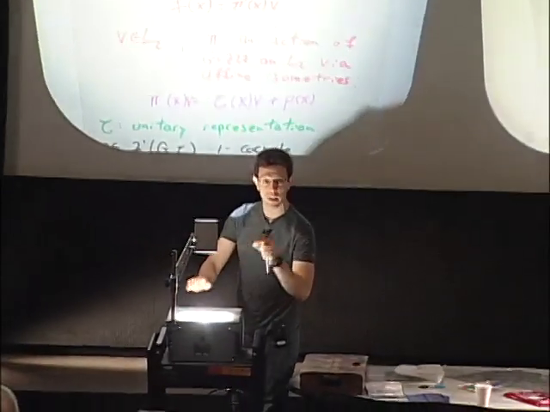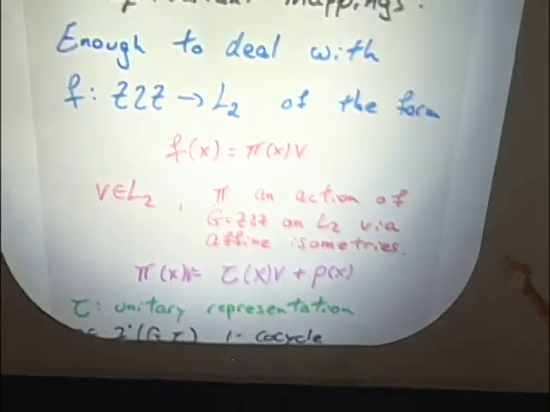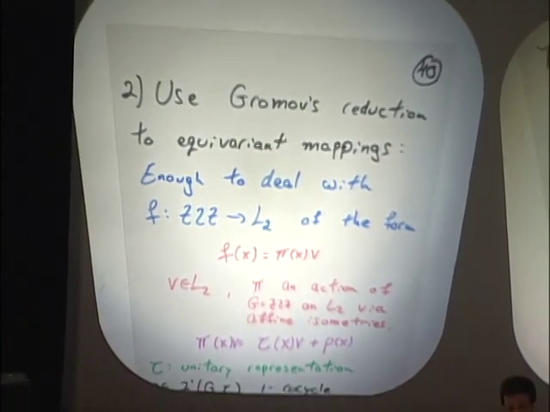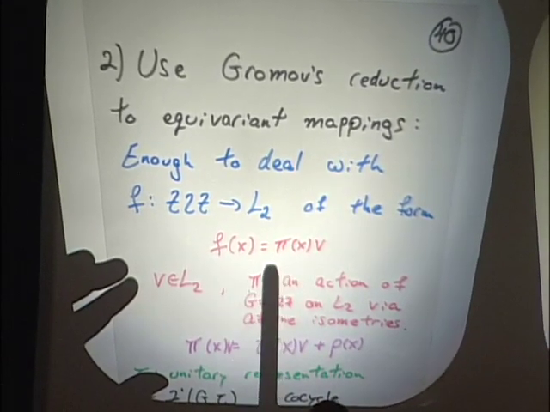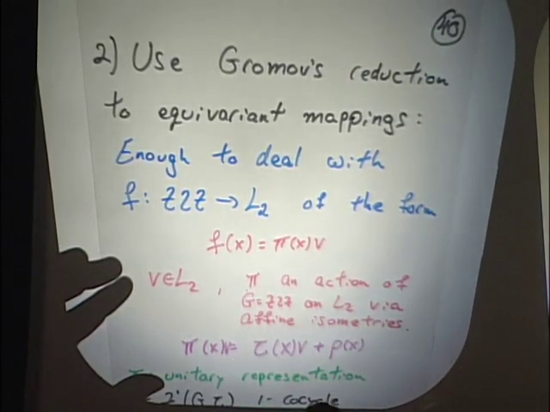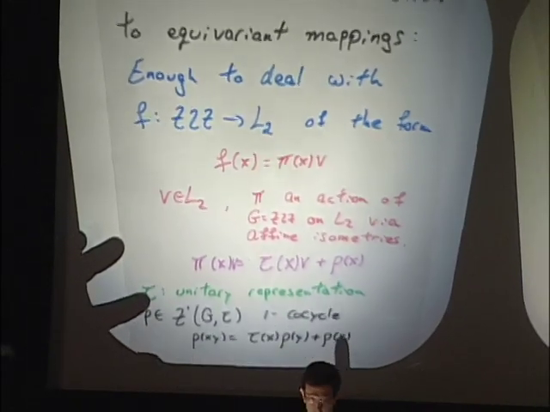Perhaps the more meaningful one, which is powerful in other situations, is to actually use the fact that we can look at equivariant mappings. Gromov did this for the L2 case, but for Lp we also know how to do this. We know that the worst possible embedding is equivariant. So it's of the form: there is some fixed vector v in Hilbert space, and f of x is pi of x times v, where pi is an action of the group by affine isometries. Any such thing is of the form pi of x times v equals tau of x times v plus rho of x, where tau is a unitary representation and rho is a cocycle. So it satisfies this identity.